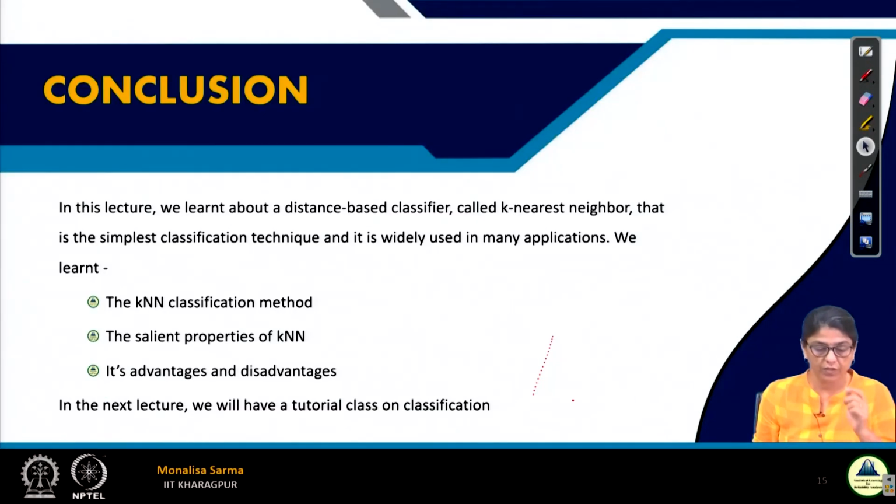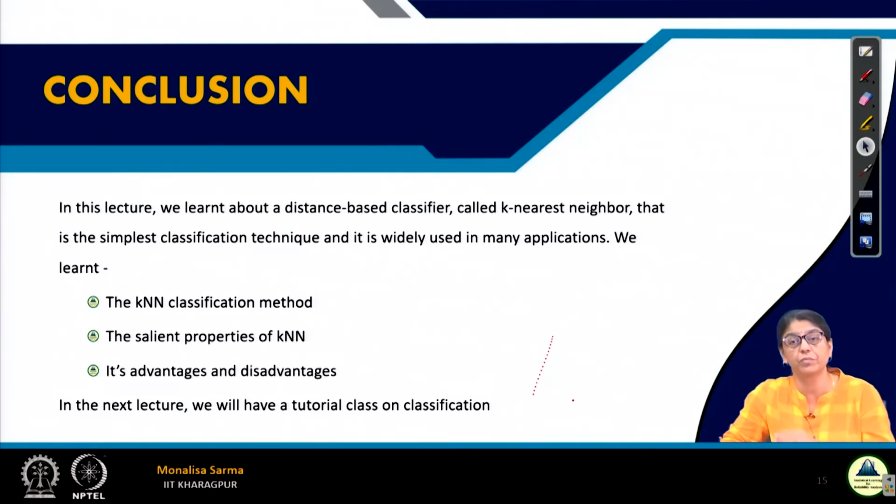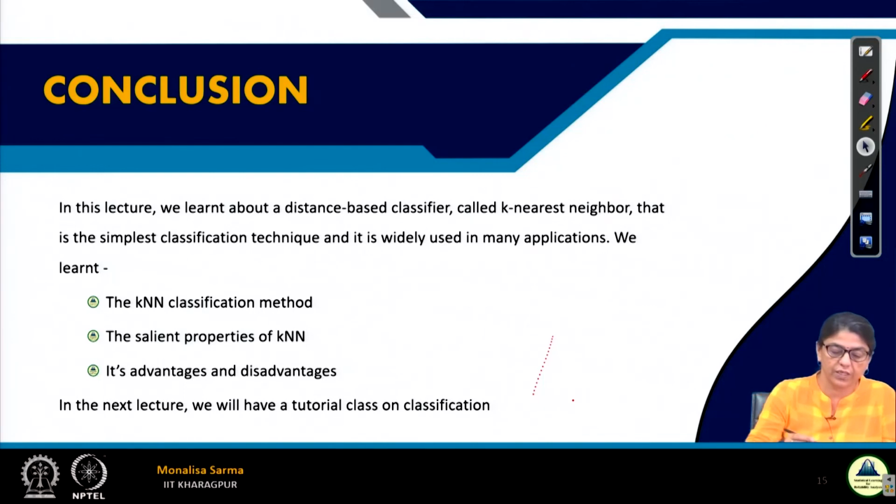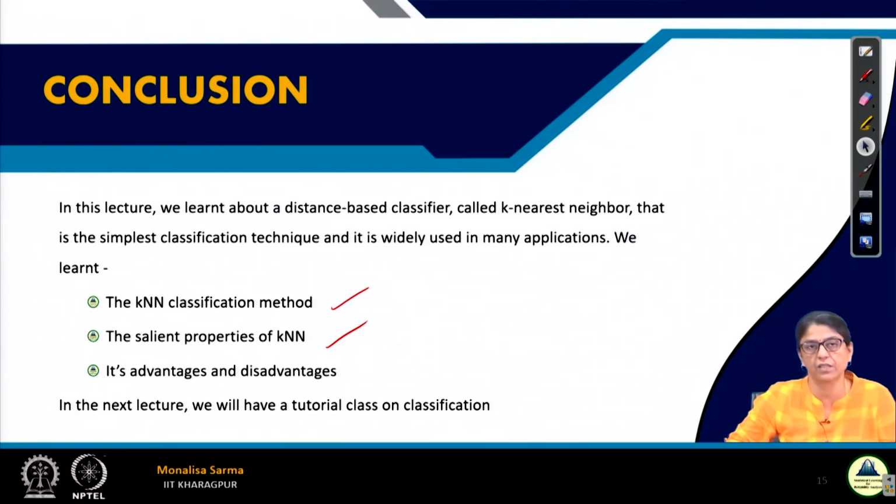Now, coming to the end of KNN classification, we learned about a distance-based classifier, which we call the K nearest neighbor method. This is the simplest classification technique. In fact, of all the classification methods, this is the simplest one. Even for Bayes theorem, I would not say it's the simplest, since we have to calculate different probabilities. It is widely used in many applications. So we learned the KNN classification method, the salient properties of KNN, its advantages and its disadvantages.